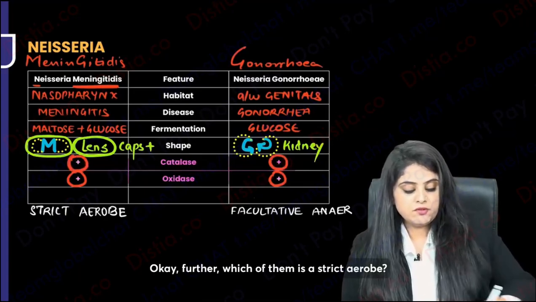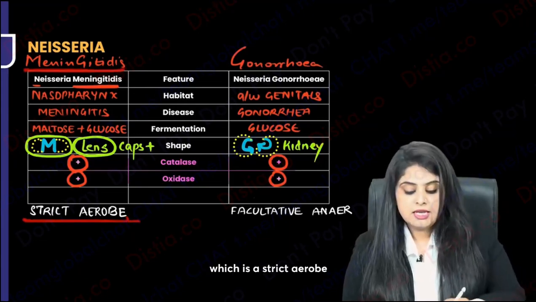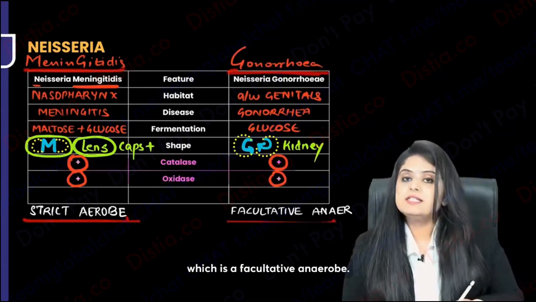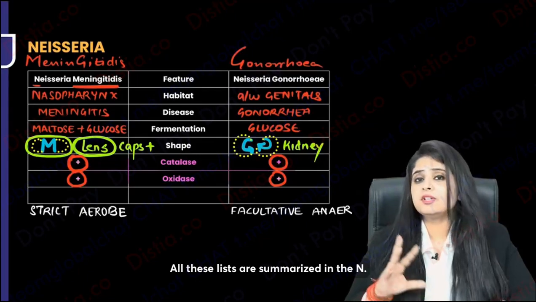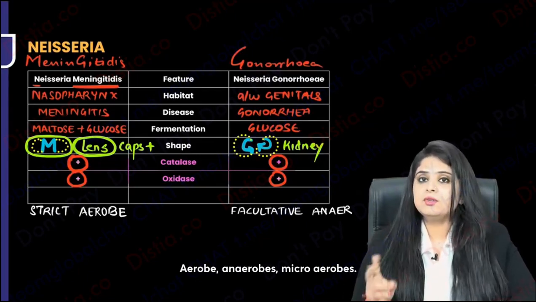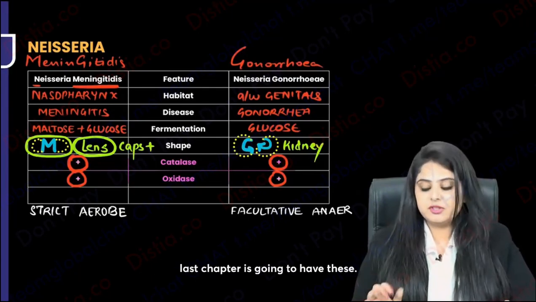Okay, further, which of them is a strict aerobe? So meningitidis is the one which is a strict aerobe, and gonorrhoeae is the one which is a facultative anaerobe. I know all of you always get confused in these lists, so all these lists I'll summarize in the end. Aerobes, anaerobes, microaerophiles, all these, once you've read entire bacteriology, the last chapter is going to have these.